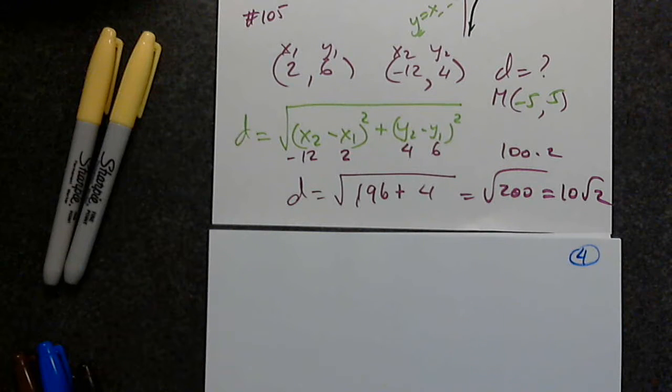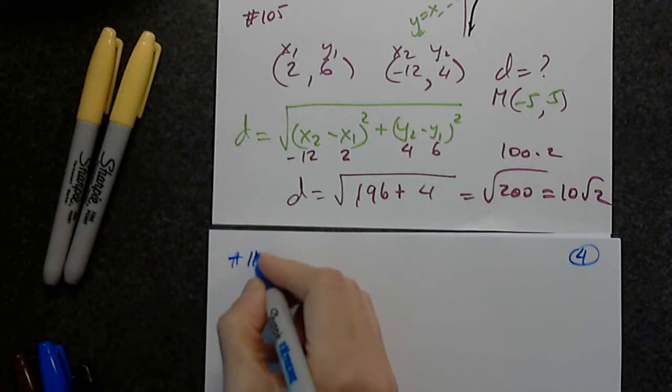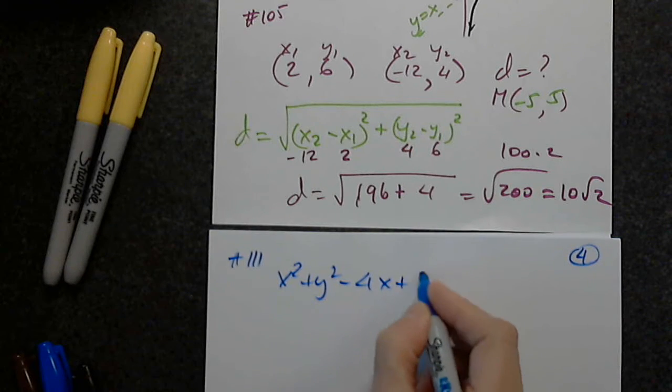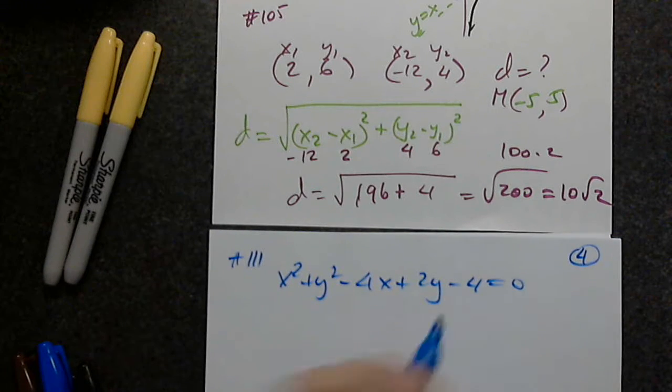Any questions? Again, this was a review from a previous course. So the last one, which is not review, is x squared plus y squared minus 4x plus 2y minus 4 equals 0. This is number 111. Yes, 111. So here we're asked to identify whether this is a circle or not a circle.